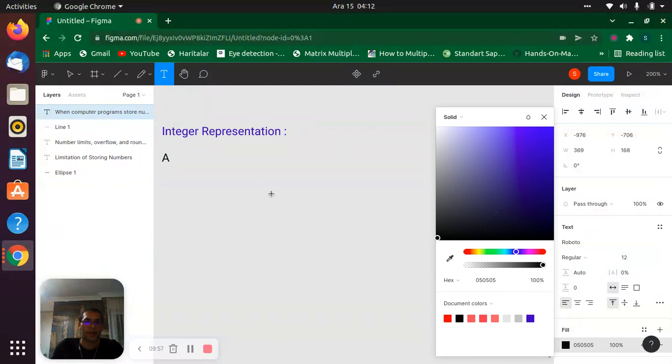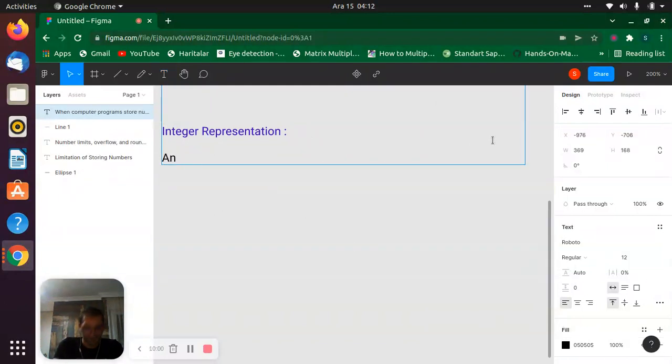Okay. Integer. Let's do it red. Okay, let's come here. An integer is only number. Okay, we will go together. Yes, go on here. Is only number that can be reading.